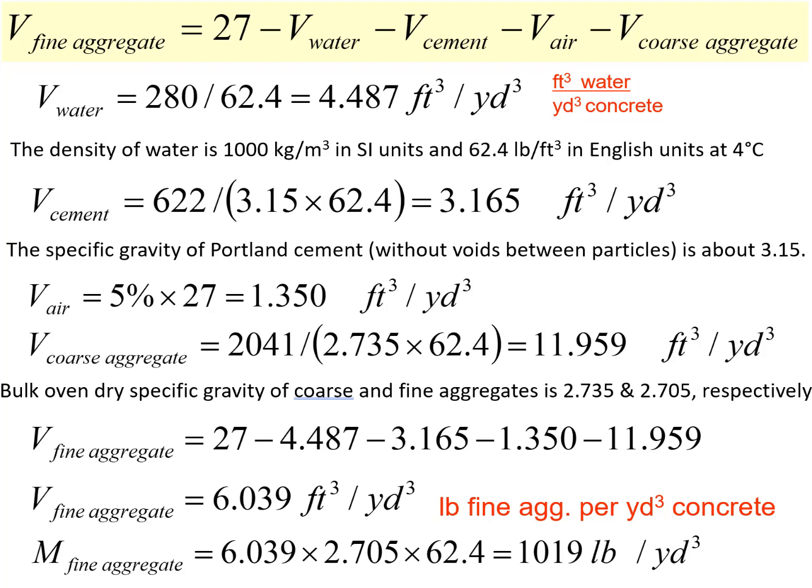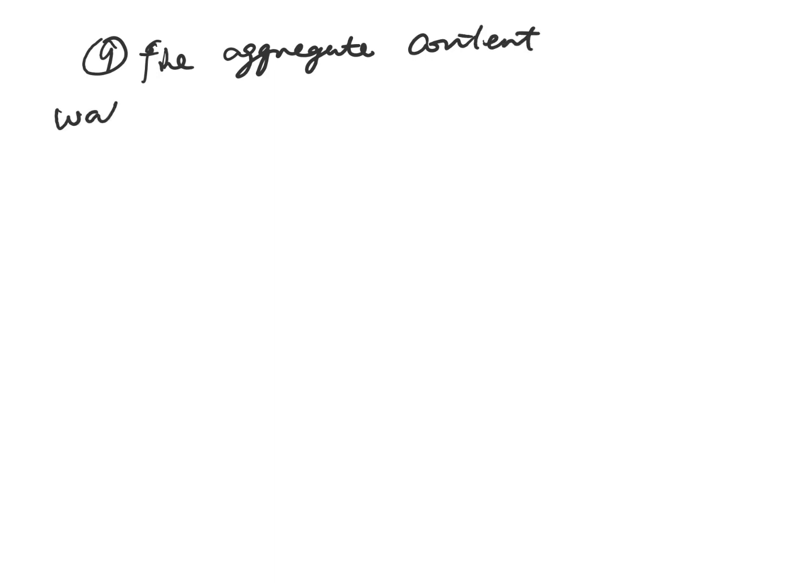So in the previous class, I have talked about how to calculate the volume of fine aggregate. Basically, we need to use this equation, and we need to first calculate the volume of water, the volume of cement, the volume of air, and the volume of coarse aggregate. So let's see how to calculate the volume of water. So this is the ninth step to calculate fine aggregate content. We need to first calculate the volume of water.